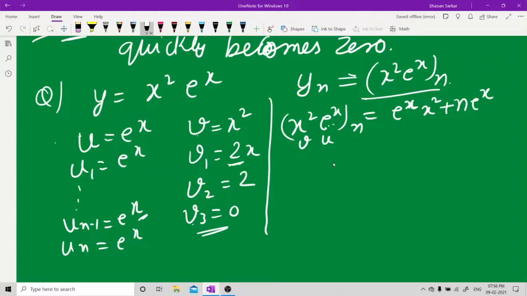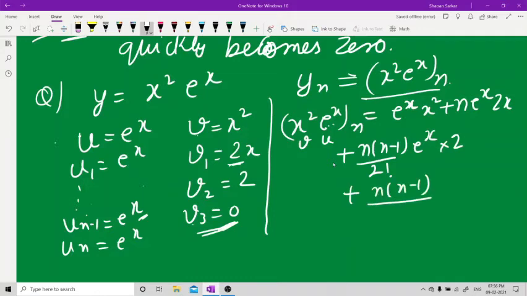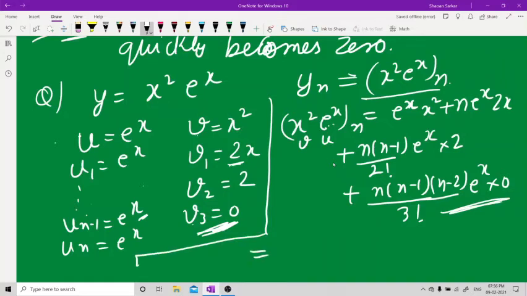The first derivative of x square is 2x, plus nC2, that is n into n minus 1 by 2 factorial. The (n-2)th derivative is also e to the power of x and into 2. The third you did not write because third is 0. See, n into n minus 1 into n minus 2 upon 3 factorial e to the power of x, and this is 0 into 0. This whole will become 0. So your answer is e to the power of x, x square plus 2nx e to the power of x. This 2 and this 2 factorial cancel, plus n into n minus 1 e to the power of x.